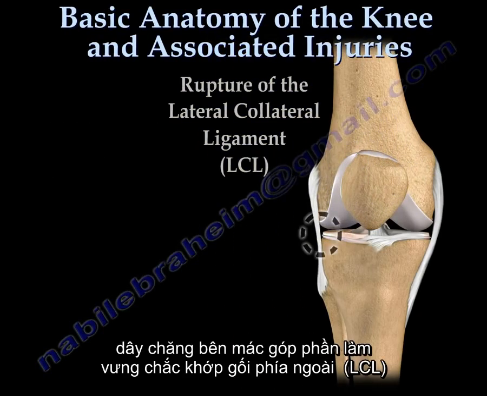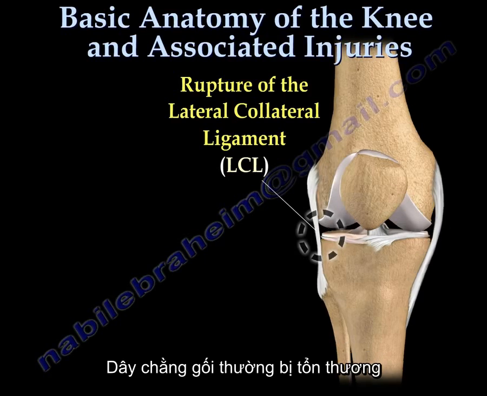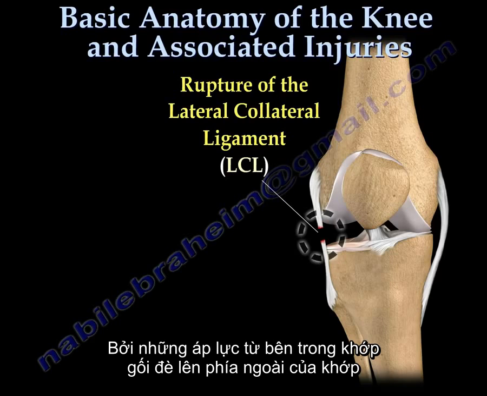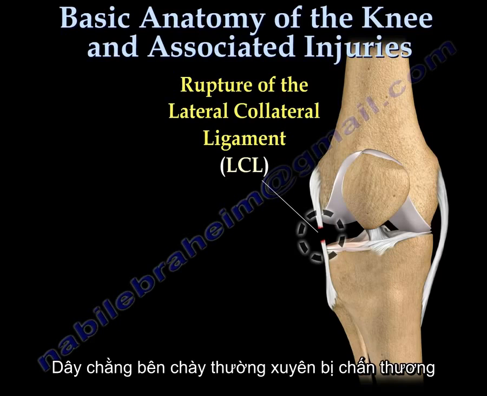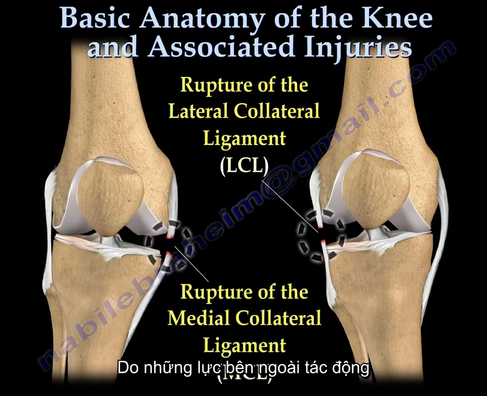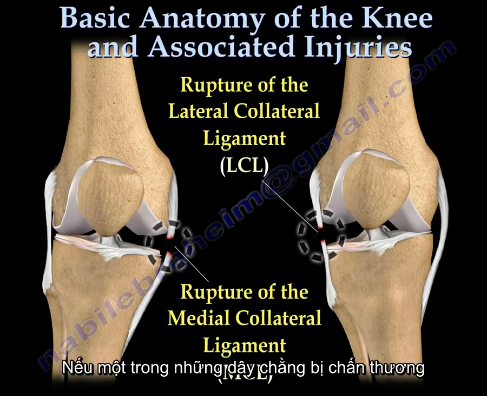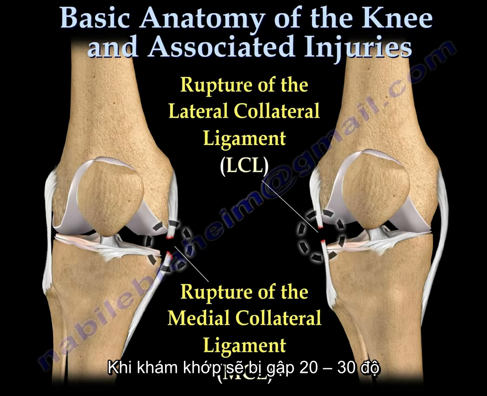The lateral collateral ligament supports the knee on the outside of the joint. This ligament is usually injured by pressure placed on the knee joint from the inside, which results in stress placed on the outside of the joint. The medial collateral ligament is usually injured when the outside of the knee joint is struck. This causes the outside of the joint to buckle and the inside to widen. Isolated injuries to either of these ligaments are tested with the knees in approximately 20 to 30 degrees of flexion.